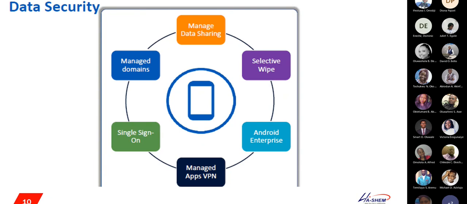So on iOS, managed applications can also be forced to use a VPN connection to connect to your corporate network, while other apps will just continue to connect directly to the internet. So you have all these features.